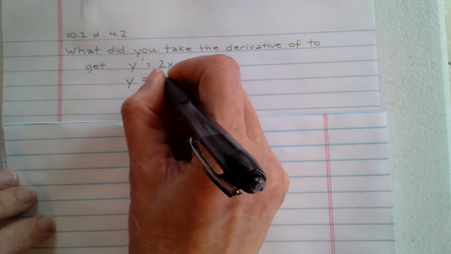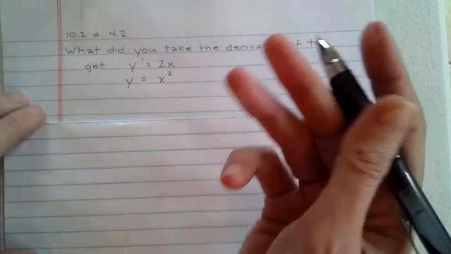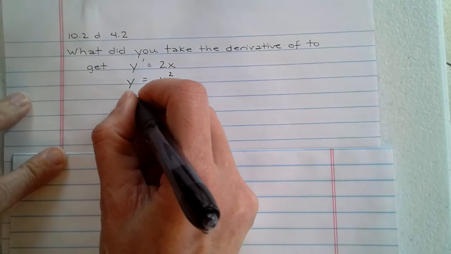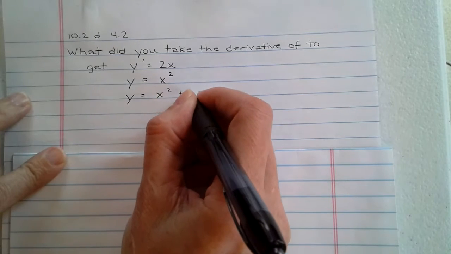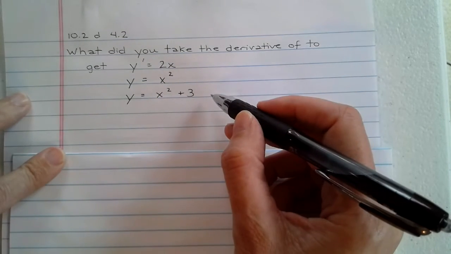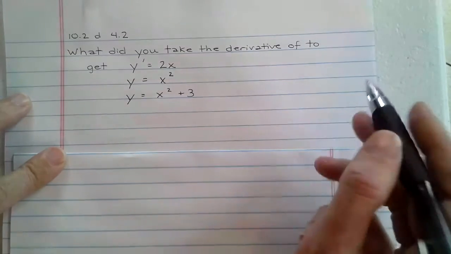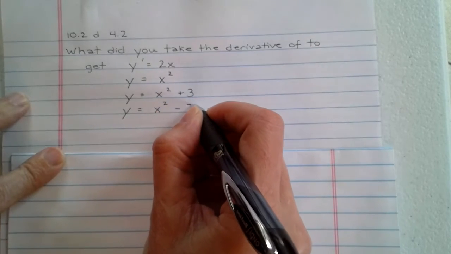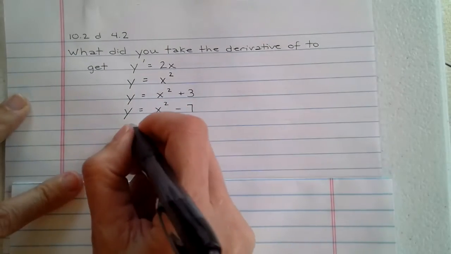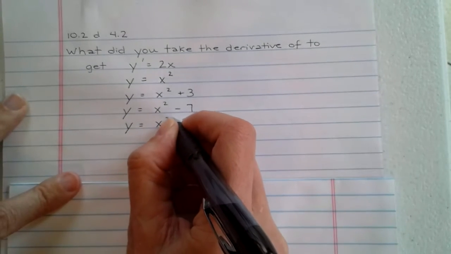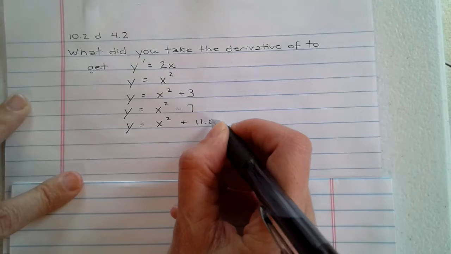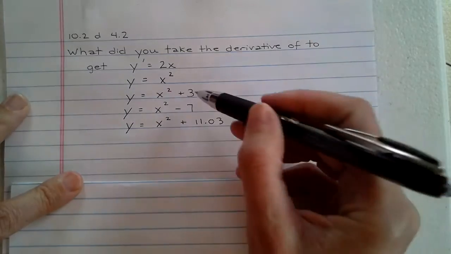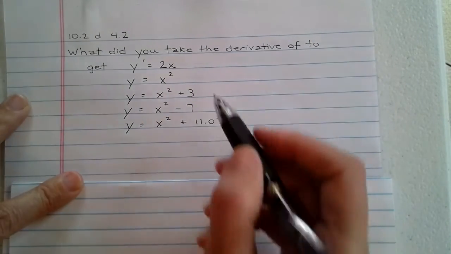All right, hopefully you got x squared there. And I want to point out something for those of you who are a little more creative or insightful. Maybe you got something like this. Go ahead and take the derivative of y equals x squared plus 3, and what do we get? Or for that matter, y equals x squared minus 7. Or y equals x squared plus 11.03. Every time we take the derivative of those, because of the constant rule, the derivative of a constant is 0, we get the same derivative.